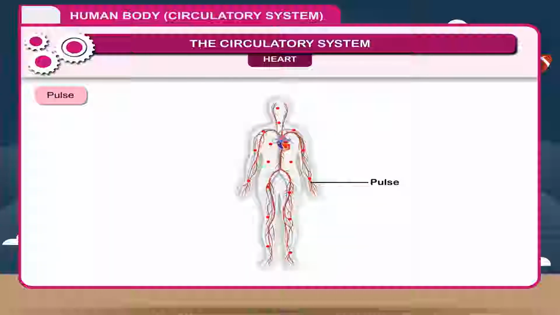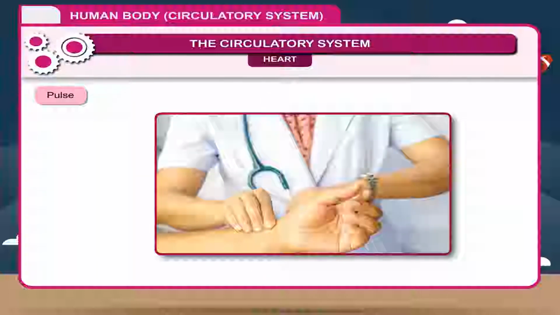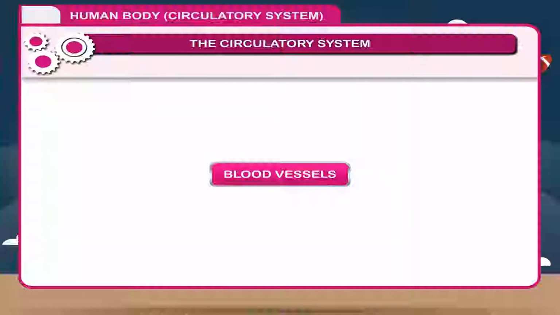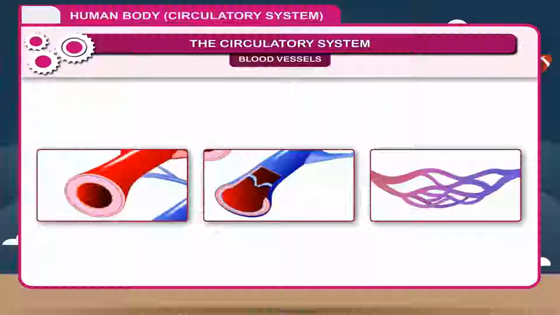Pulse. Pulse is a rhythmic expansion of the arteries resulting from passage of successive flow of blood produced by continuing contractions of the heart. In disease, the pulse rate usually varies in direct ratio to the body temperature. Blood vessels. The blood vessels are tube-like structures within which blood circulates. The blood vessels are of 3 types.